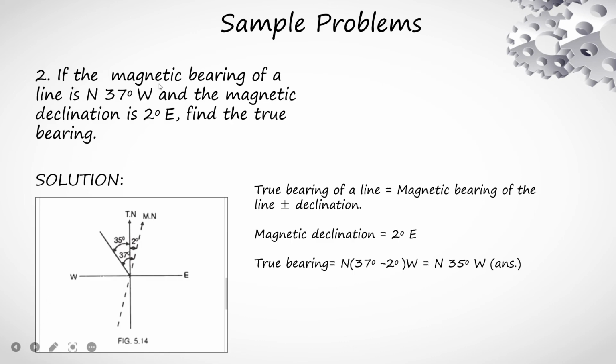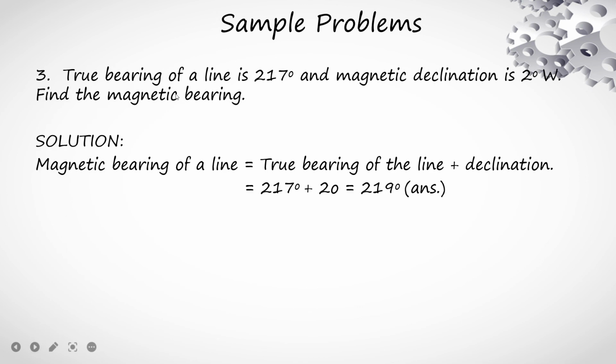Sample number 2. If the magnetic bearing of a line is north 37° west and the magnetic declination is 2° east, find the true bearing. True bearing of a line is equal to magnetic bearing of a line plus or minus declination. Magnetic declination is equal to 2° east, and the true bearing will be north 37 degrees minus 2 degrees west, equals north 35 degrees west.